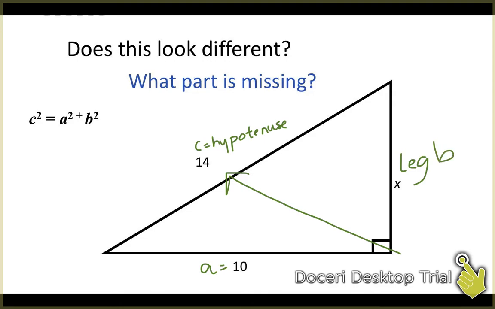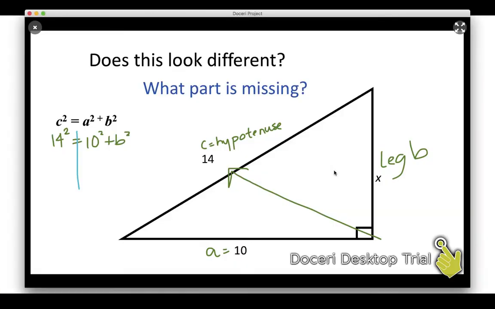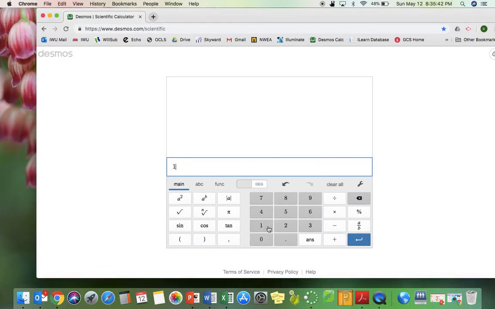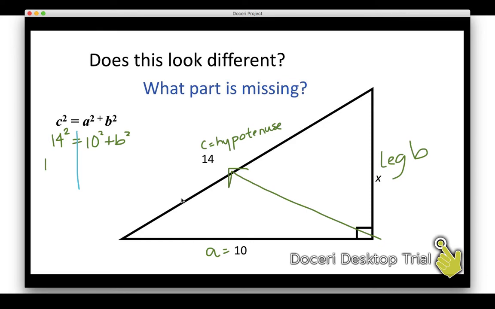So I'm going to need to substitute in. I have 14 as my hypotenuse. I'm going to put that in for C. 14 squared is equal to 10 squared plus B squared. Okay? Simple as doing 14 times 14. So let's go ahead and put that in the calculator. 14 squared gives me 196.